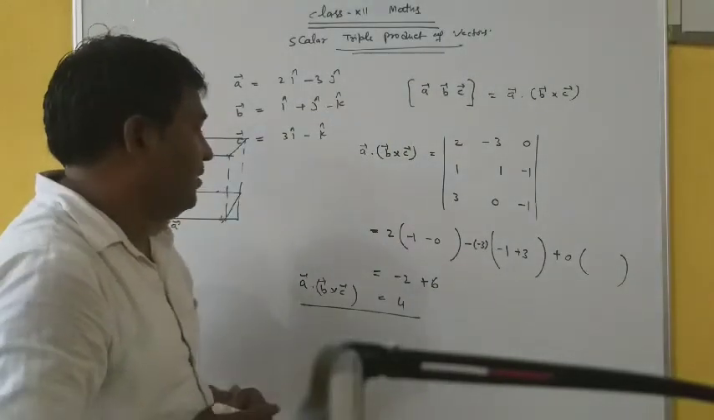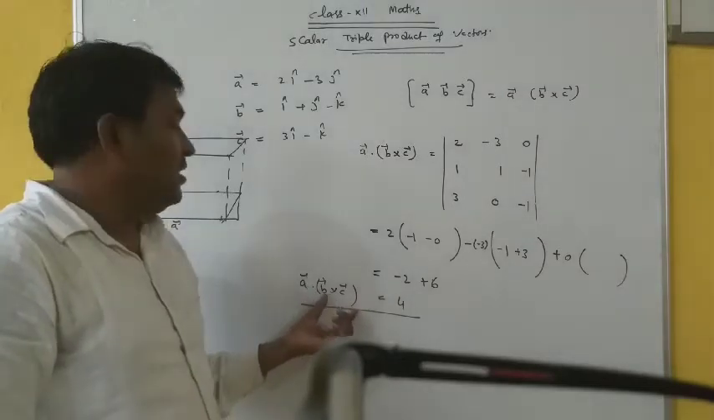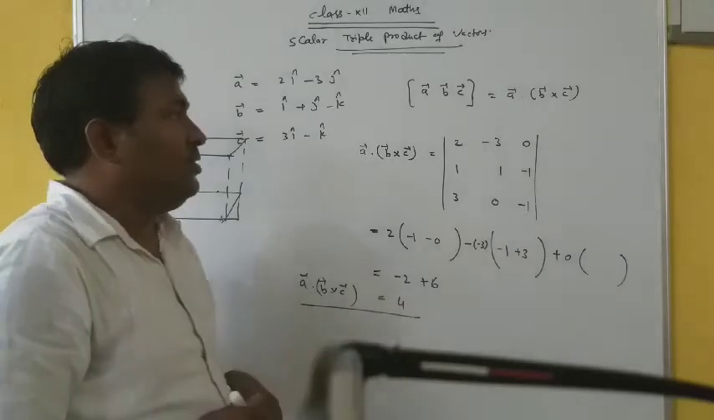can find, by calculating the scalar triple product of three adjacent sides, the volume of that parallelepiped.